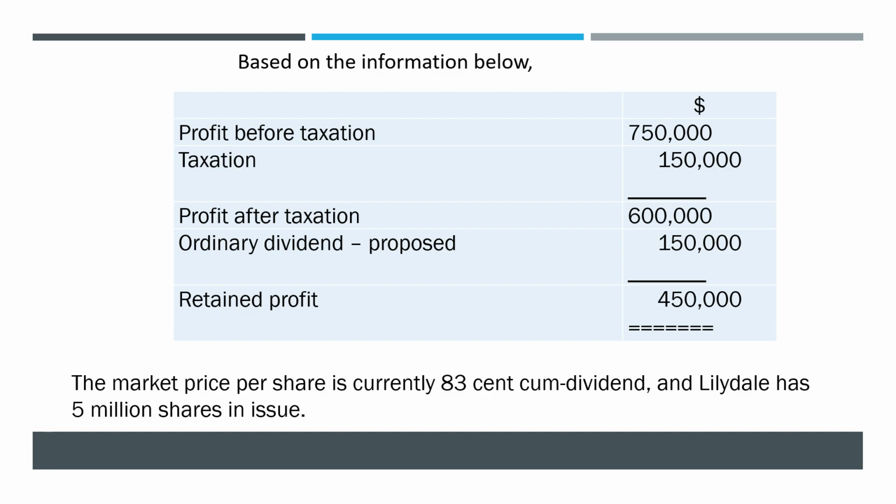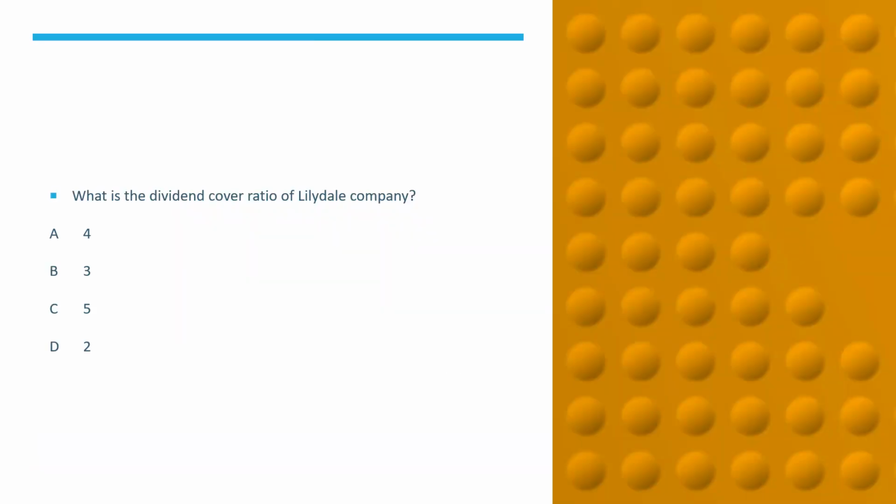You're also provided with additional information that the market price per share is currently 83 cents cumulative of dividend. And Lilydale, the company whose data we are considering, has 5 million ordinary shares or common stock in issue. So based on this information, what is the dividend cover ratio of Lilydale Company? Option A, 4, option B, 3, option C, 5, option D, 2.